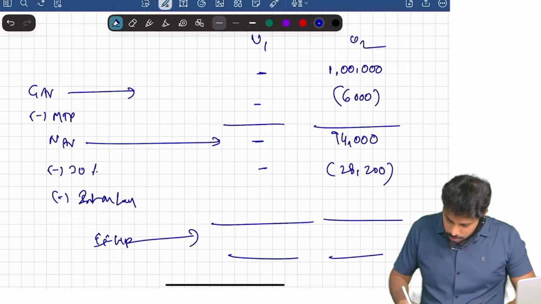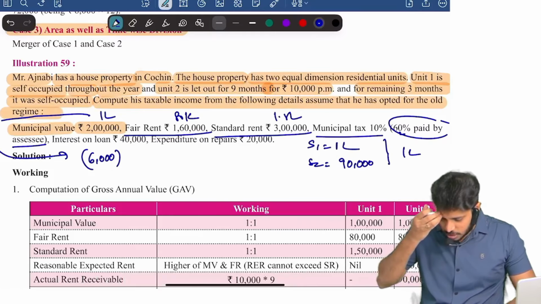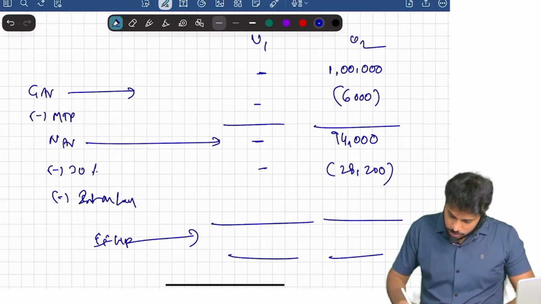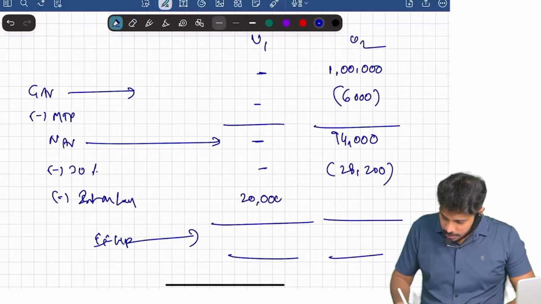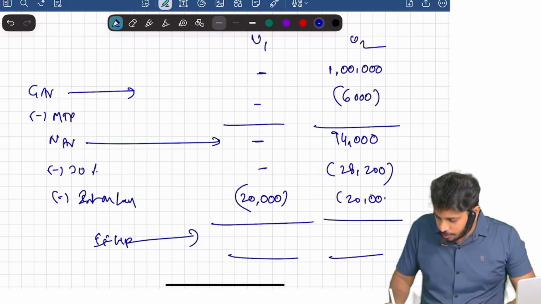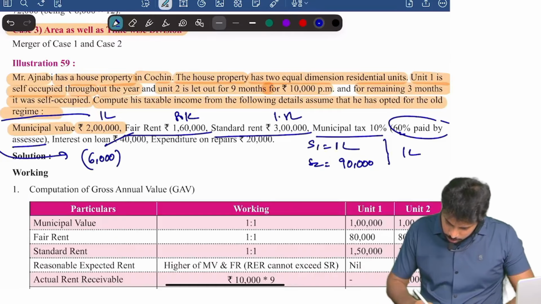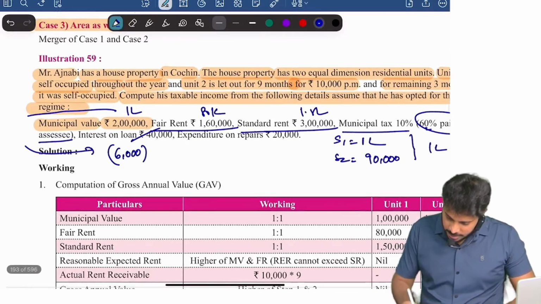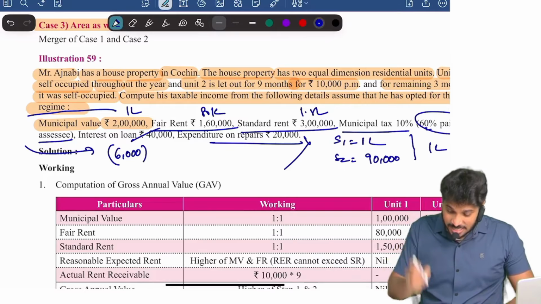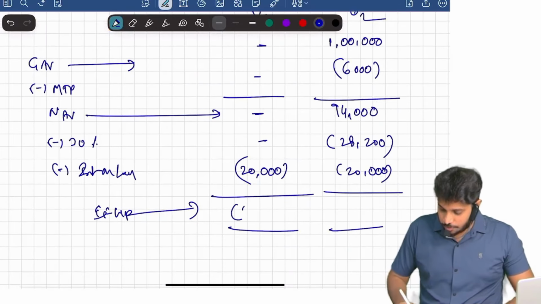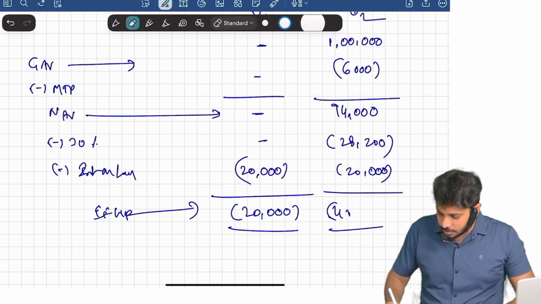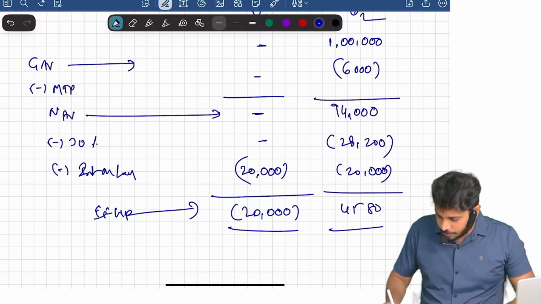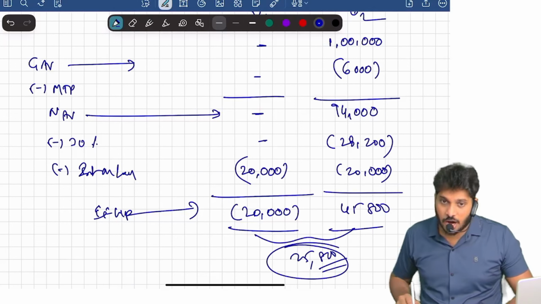30% means what? 28,200. Yes or no? Interest on loan amount. Interest on loan is what? 40,000. Correct? We have to claim deduction equally. Total property. Yes or no? Total property interest is 20. 20 here, 20 there. Expenditure on repairs is irrelevant. Yes or no? Next. So minus 20,000 and 45,800. Set off 25,800. Are you clear?